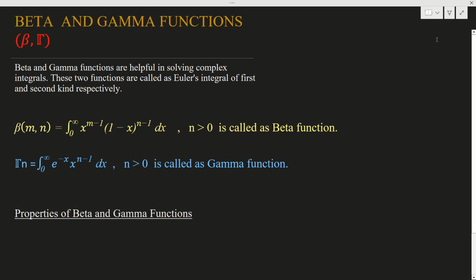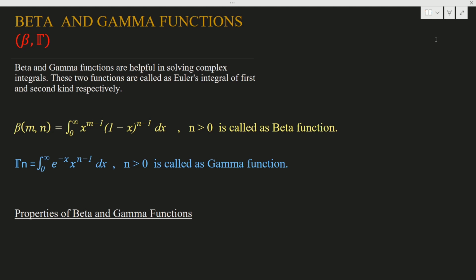Beta and gamma functions are integral functions only. These are helpful in solving complex integrals. Complex integrals means integrals which are not able to be solved using our normal traditional methods, that is, using our standard formulas of integrals. In such cases we use the beta and gamma functions. These two functions are also called Euler's integrals of the first and second kind respectively.